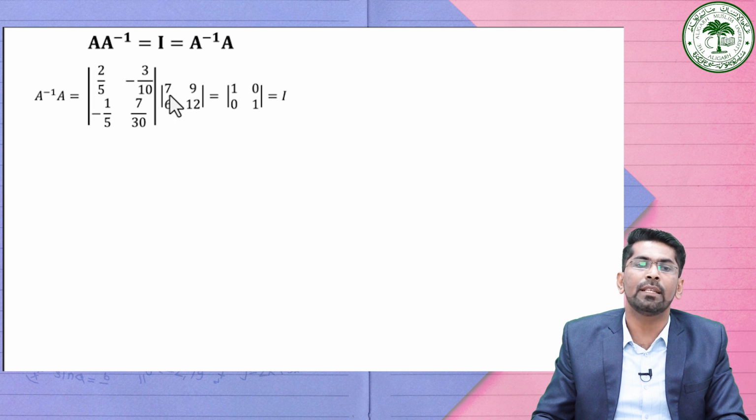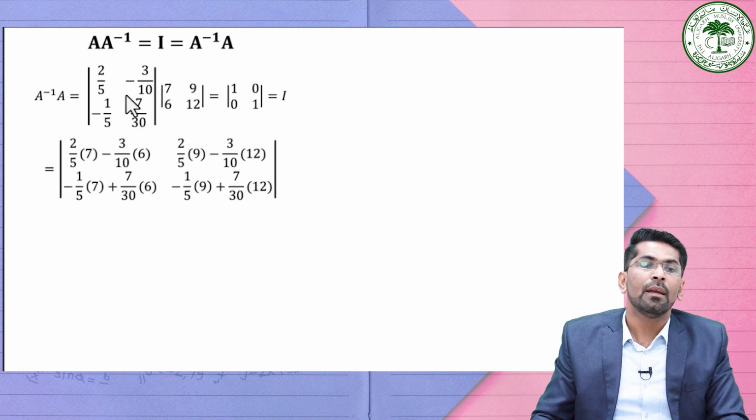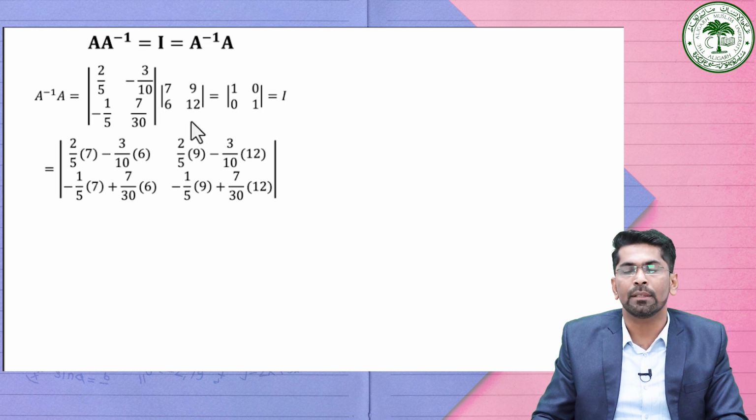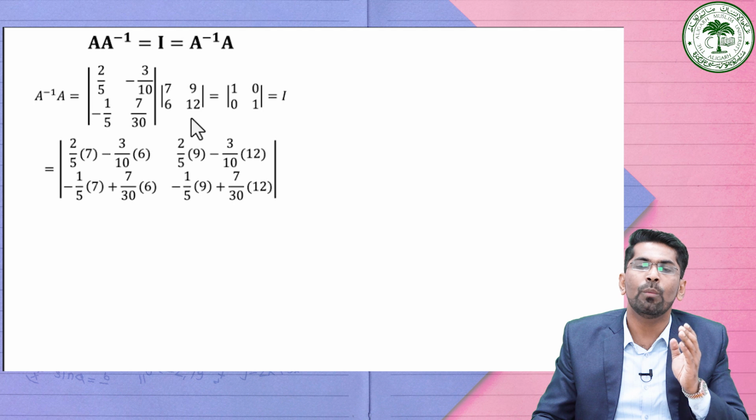So this is the original matrix, that is 7, 9, 6, 12. You know how to multiply two matrices. Here we are going to multiply the first row with the first column. So it will be 2 by 5 into 7 minus 3 by 10 into 6. This will be the first element. See here, both are 2 by 2 matrices. It is possible to multiply them because they have the same order, and the product will also be a 2 by 2 matrix.